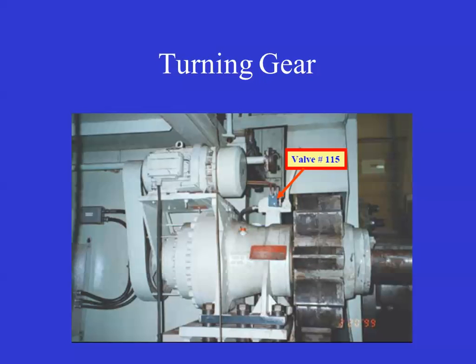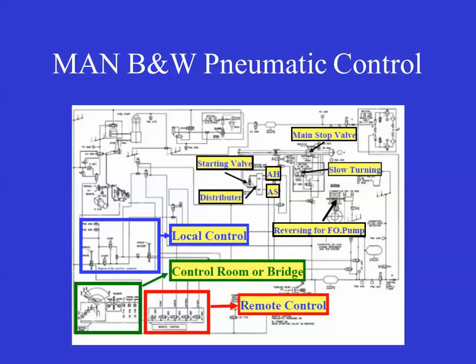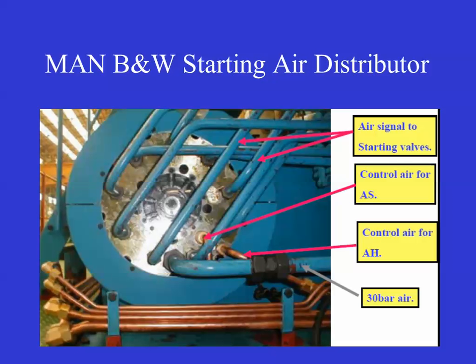There's your turning gear on a big slow speed. Valve 115 that they're showing there, that's an interlock. If you engage the pinion with the flywheel and accidentally go to start the main engine and roll the engine over, the turning gear motor would be destroyed with an overspeed. So what they do is they put in an interlock that will prevent you from rolling the main engine over if the pinion is engaged with the flywheel. Again, this is their start air showing some of the different connections.